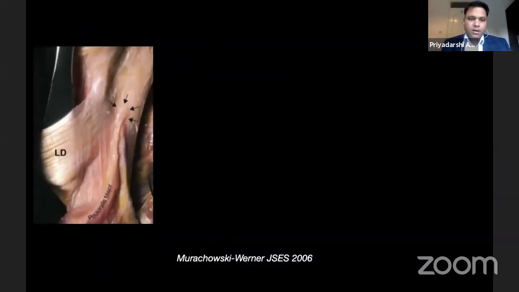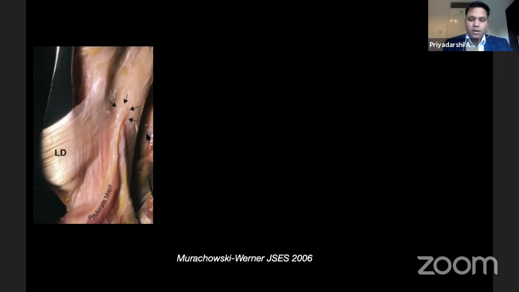Now, the relationship of pec major with other structures is very important. First, in case of pec major repair, and second, in case of arthroplasty procedure, which is performed in complex proximal humerus anatomy, when the pec major insertion is taken as a landmark to assess the humeral length.